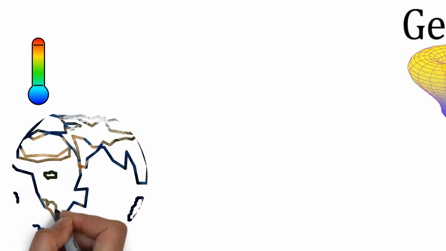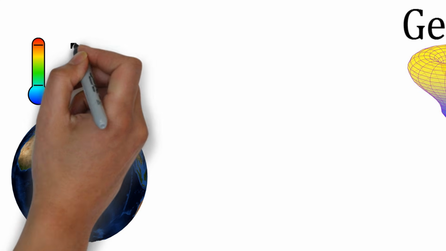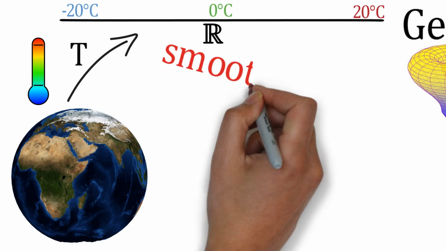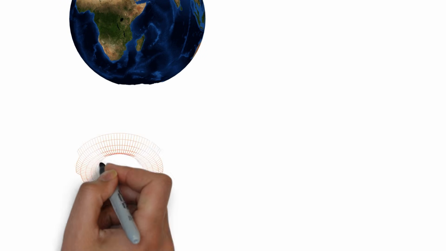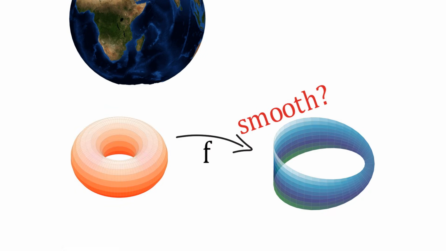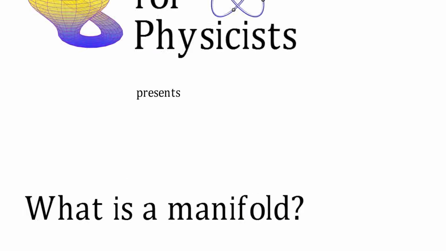Let's start with the temperature of the surface of the Earth, which is simply a map T to the real numbers R. We'd surely want this map to be smooth. But what could smoothness mean in this case? In fact, what could it mean for any map from some kind of object to another?